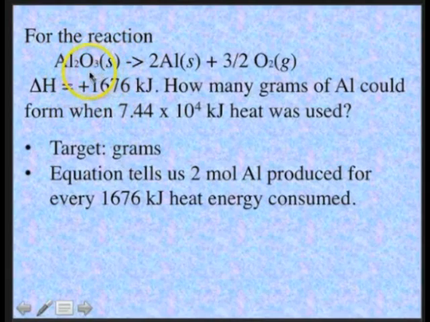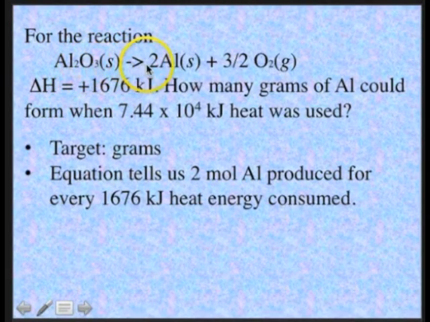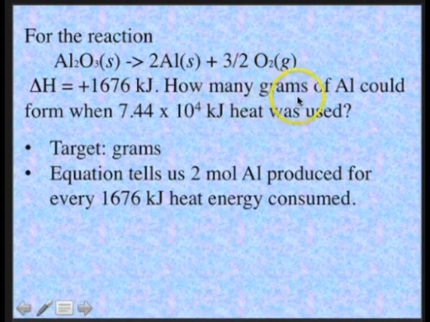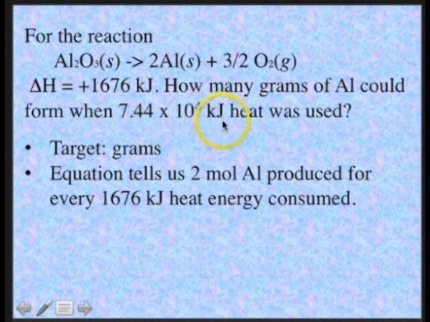For the reaction, aluminum oxide breaks up to 2 moles of aluminum plus 3/2 of a mole of oxygen. How many grams of aluminum could form when 7.44 times 10 to the 4 kilojoules of heat is used?